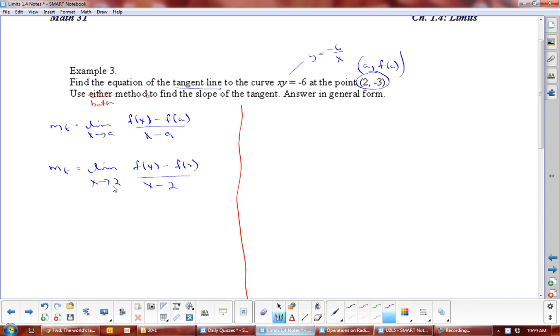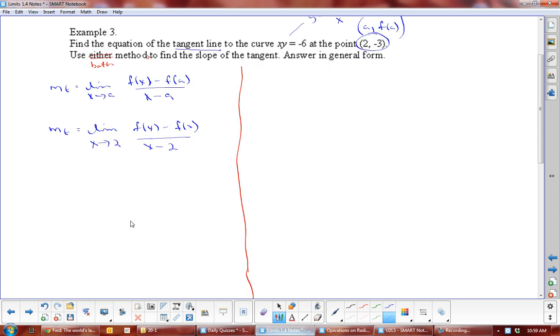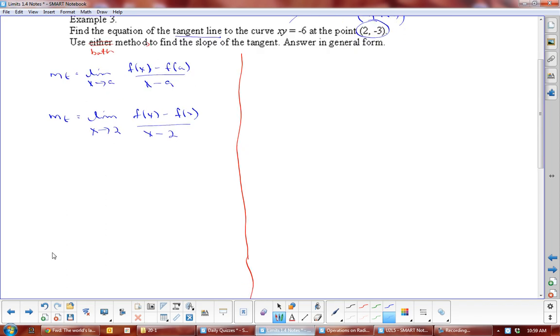We can't put 2 in here, but we want to get as close to it as possible. Because you can't find the slope using only one point. And if we use 2 twice, you've only used 1 point. So we want to kind of use 1.9999999.